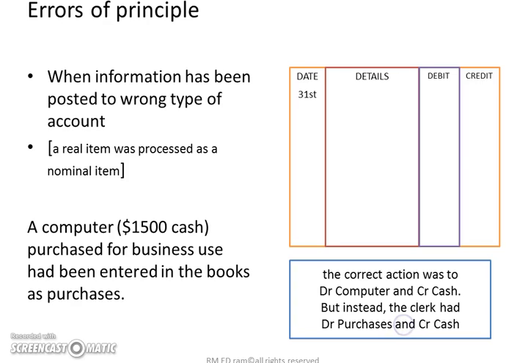So we should have debited the computer and credited cash, but instead we debited purchases and credited cash. So the cash is okay, but the computer and the purchases are wrong. The computer should have been in and not the purchases. So notice, computer should be debited, so I'm going to debit the computer. And to get it out of purchases, I'll credit the purchases with the information and state what happened.